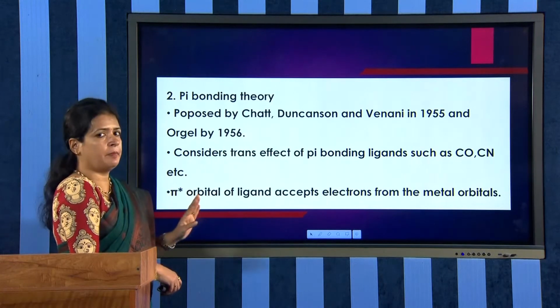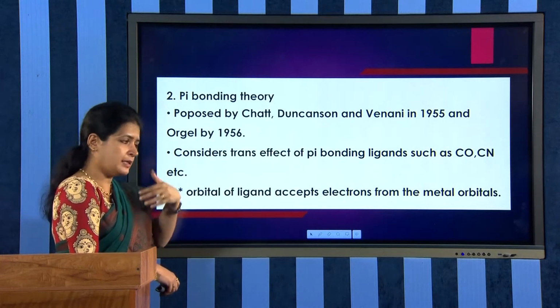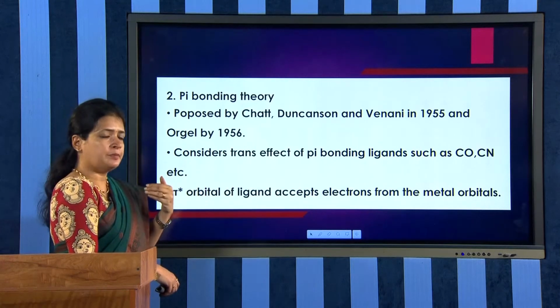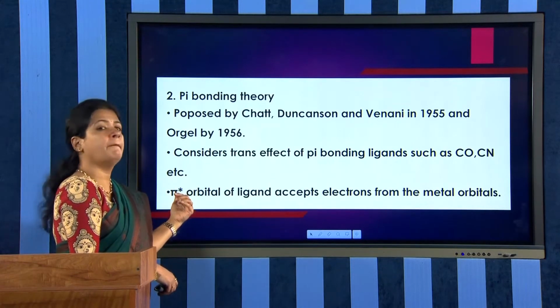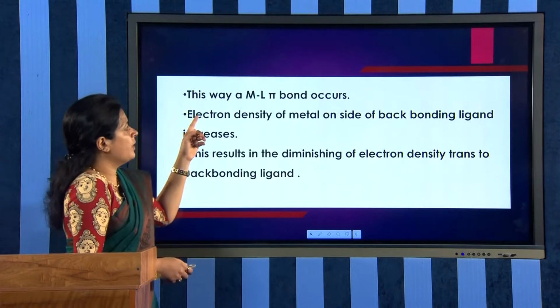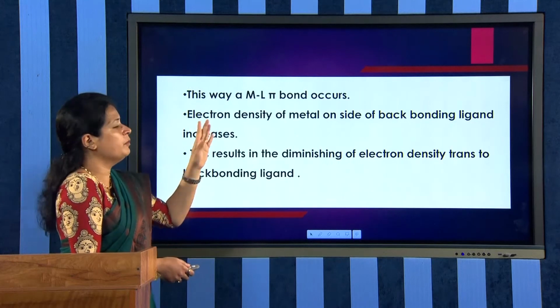CO, CN, etc. are pi bonding ligands. They will be accepting the electrons from the metal orbital. To where are they accepting? They are accepting the electrons into the pi star orbital. Okay. And now what happens? This way a metal-ligand pi bond occurs.